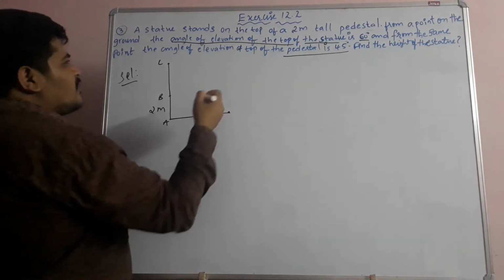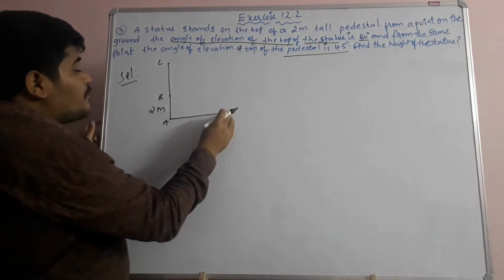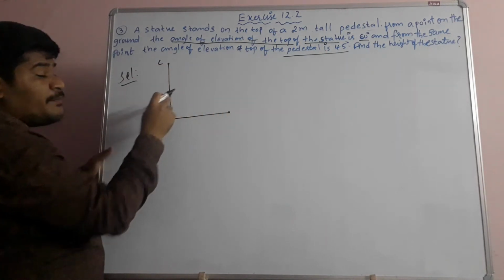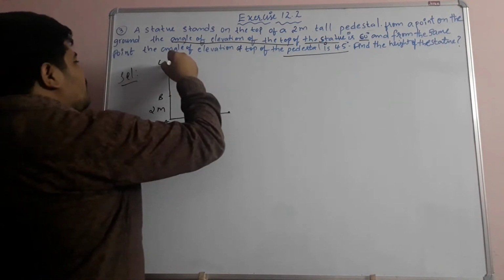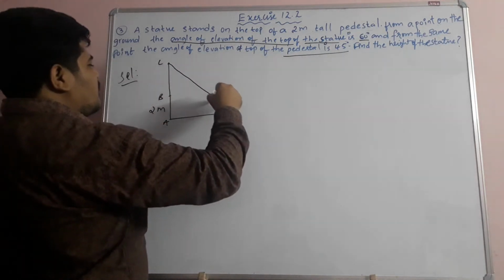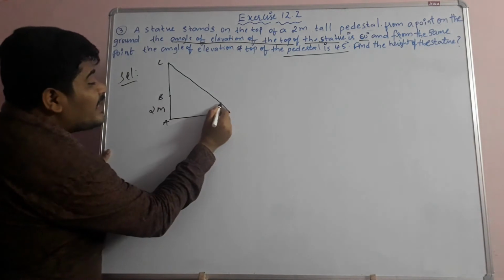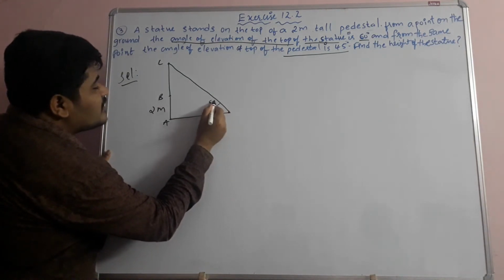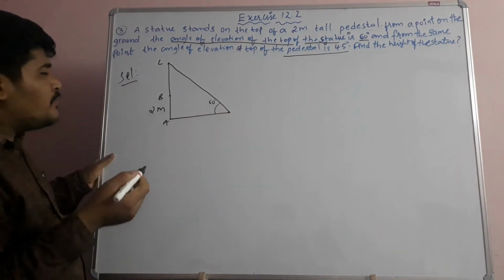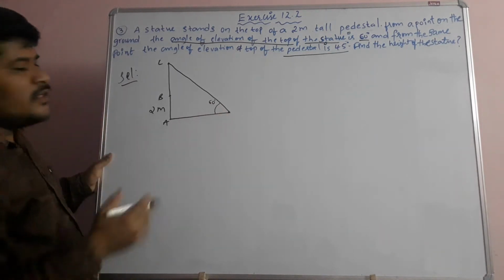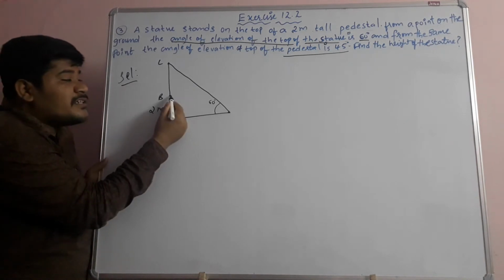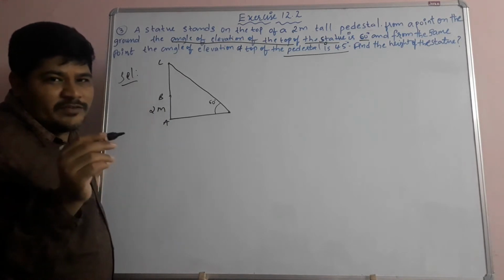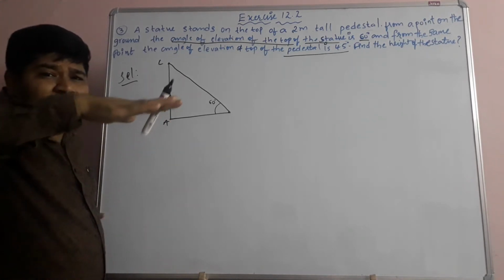So first, what is happening, children? He is observing the top of the statue and the top of the pedestal. In the first case, he observes the top of the statue with what angle? 60 degrees. Next, he is observing the top of the pedestal, which is point B. With what angle? 45 degrees. Why? Because the pedestal is at a small height, right?